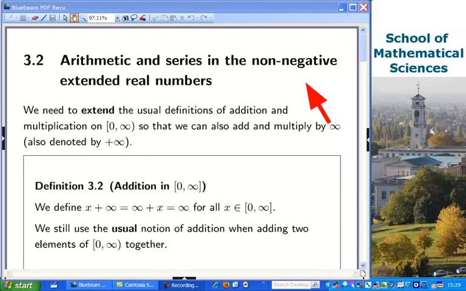Okay, so our next task, we've done convergence of sequences. Our next task is to do addition, multiplication, and series in the extended real line. And I'm going to focus entirely on the non-negative extended real numbers here.